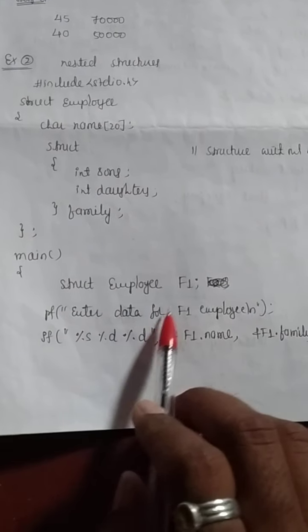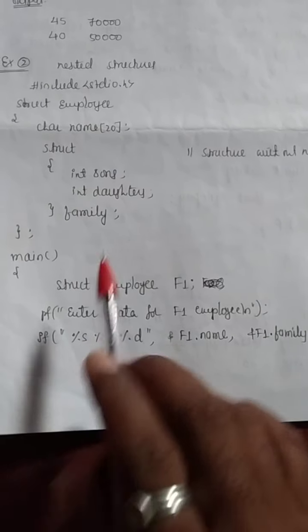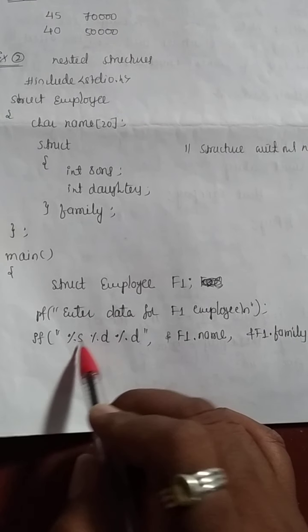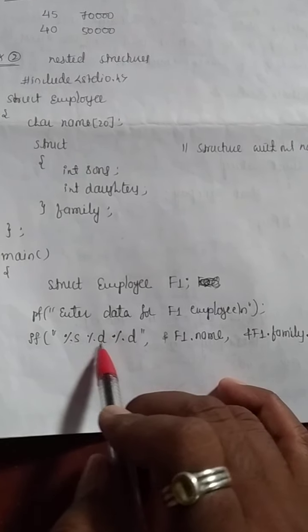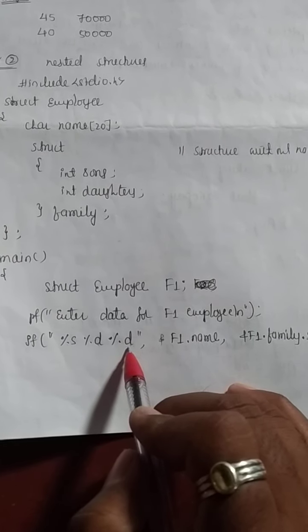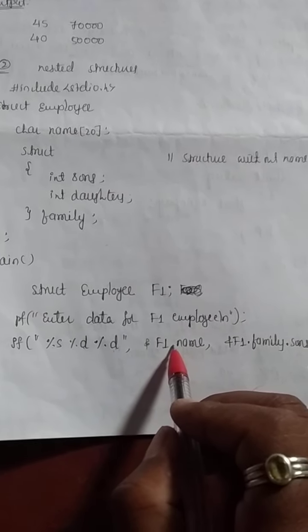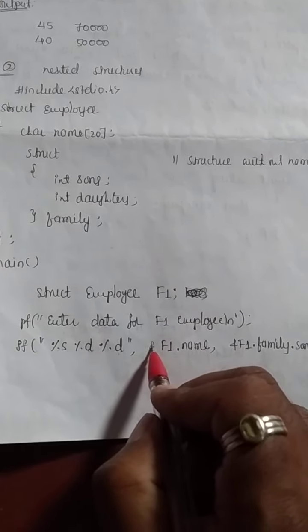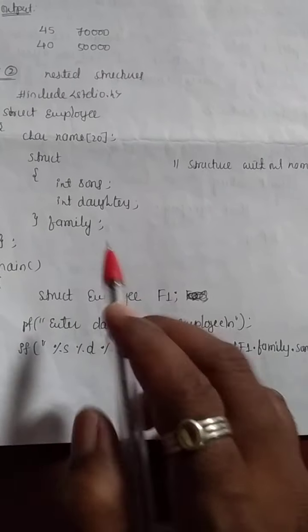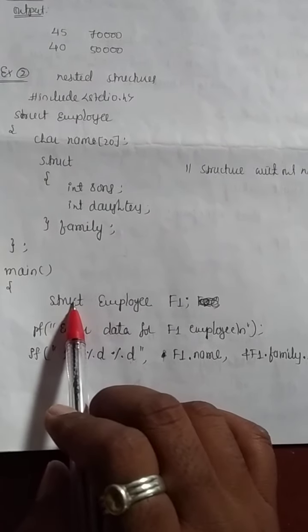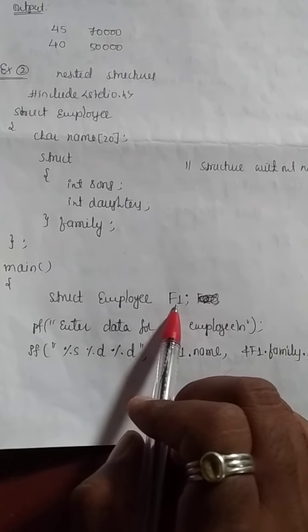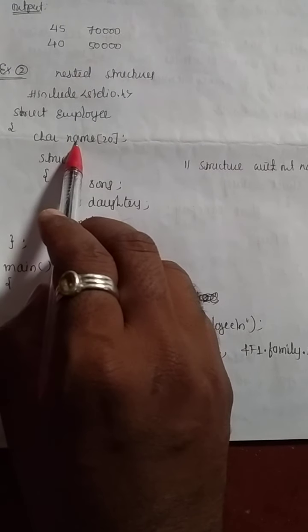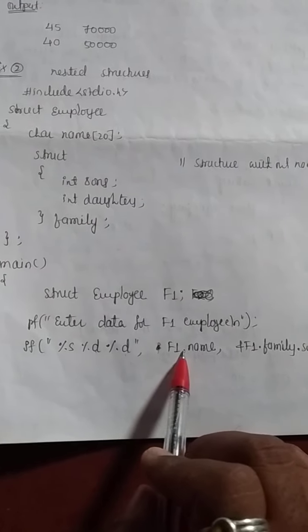Now printf enter the data for F1 employee. See how many details I am entering: name, son and daughter. So name is %s, how many sons %d integer number, and how many daughters %d. Now the question is how to access using the dot operator. Ampersand is not required for strings. Now F1 dot name. Whatever struct employee F1 structure variable is declared, using this I can access name directly, F1 dot name. That is what I have written here, F1 dot name.